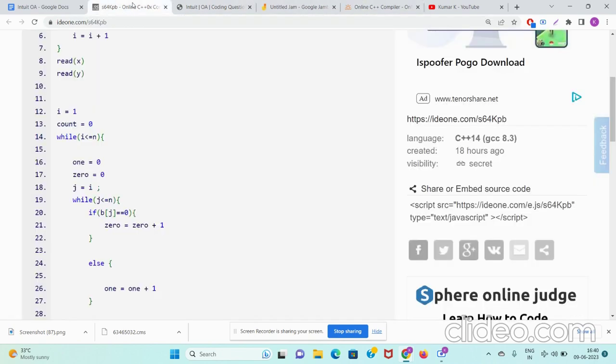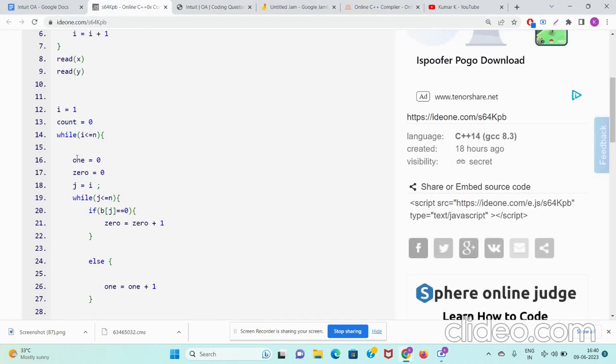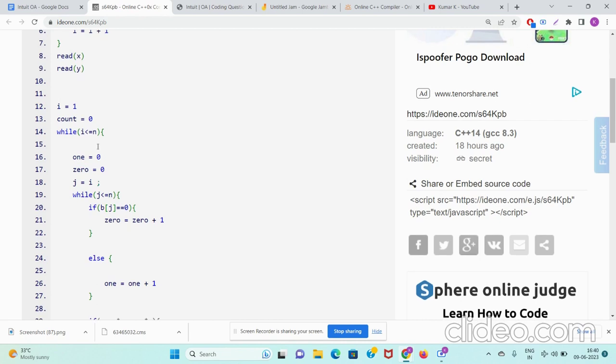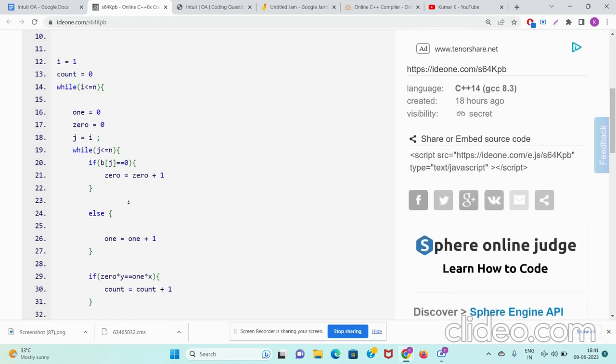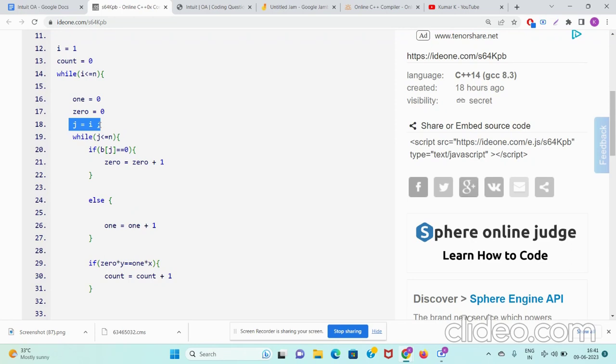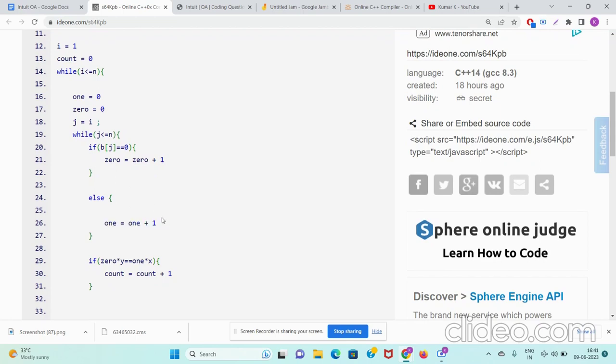I initialize a 1 counter and a 0 counter, which will be counting the number of ones and zeros in that subarray. i is the starting pointer of the subarray, j is the end pointer of the subarray. So initially I only consider a subarray of size 1. So i is 1 and j is also 1. So 1 comma 1, the first subarray. While j is less than or equal to n, obviously first I will consider 1 comma 1, then 1 comma 2 till 1 comma n. If the number is 0, I increment the 0 counter. If the number is 1, I increment the 1 counter.